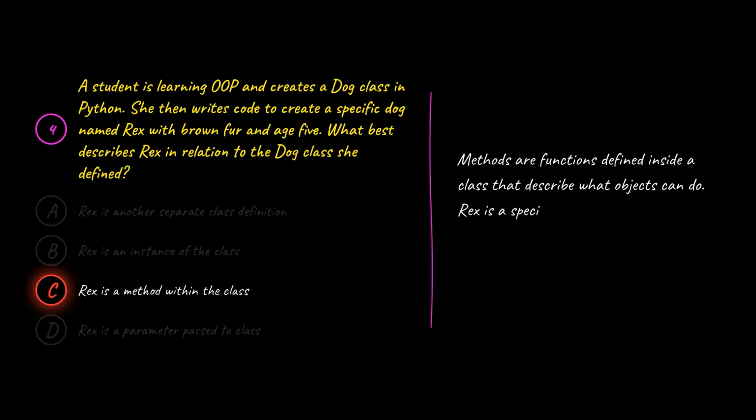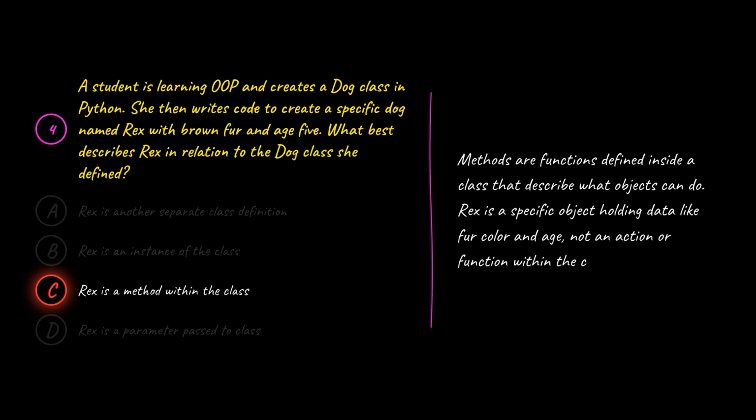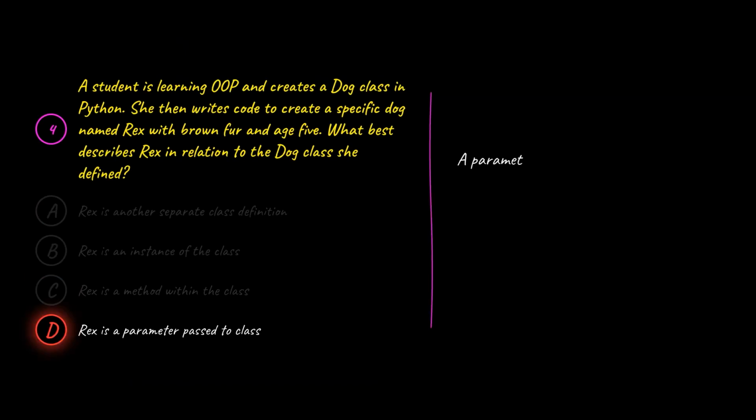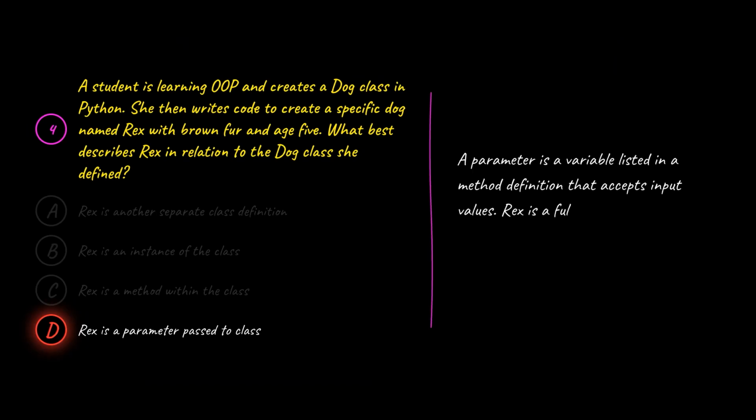Rex is a specific object holding data like fur, color, and age, not an action or function within the class. D is wrong because a parameter is a variable listed in a method definition that accepts input values. Rex is a full object created from the class blueprint, not merely a placeholder value passed to a method.